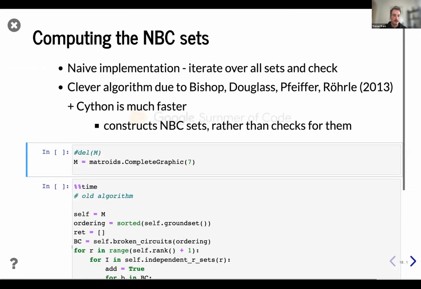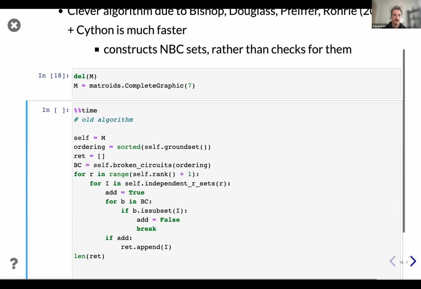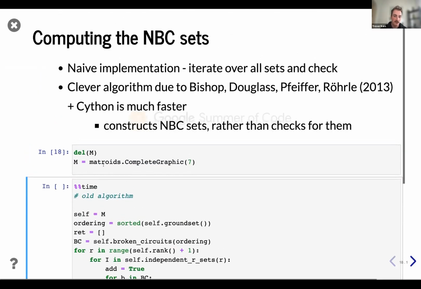Okay, and then just very quickly, just so you know I'm not cheating, I'm going to show you some timings, and I want to make sure that you know I'm not cheating and anything's cached in here. So go ahead and define the complete graphic matroid of a vertex set of size 7. So the original implementation of finding no broken circuit sets was the naive thing to think, which is iterate over all sets and just check, which certainly works. I can go ahead and do that.